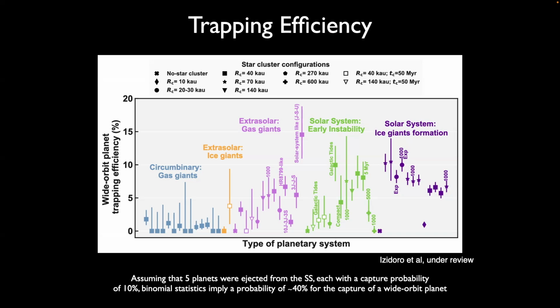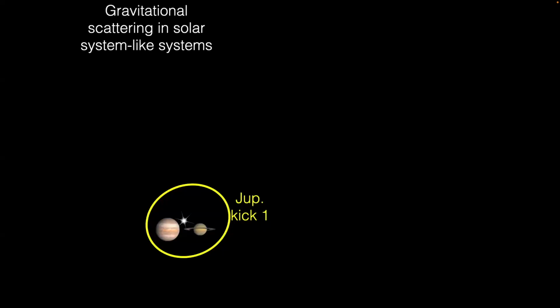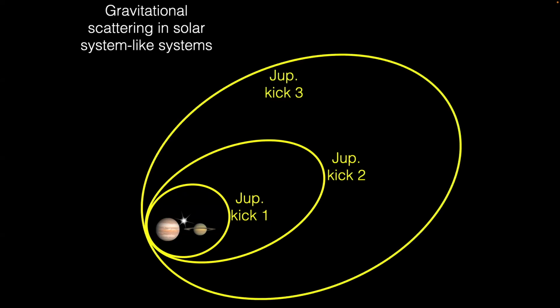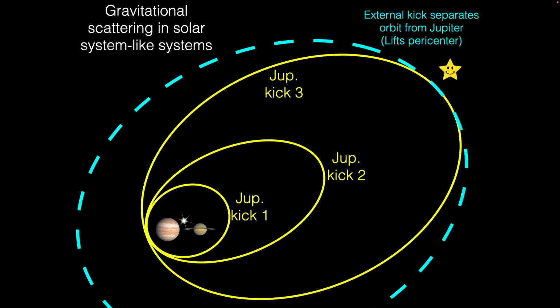And they're very low for a couple of other things. So let me just explain intuitively why that is. Scattering in solar system-like systems, the actual ejection process is more or less like this. Our ejected ice giant is in an orbit like this, gets kicked by Jupiter, gets kicked by Jupiter again, and basically it only needs a few more kicks until it's gone. But in the process, a star comes by, lifts the pericenter by dropping the eccentricity a little bit, and it gets stranded.